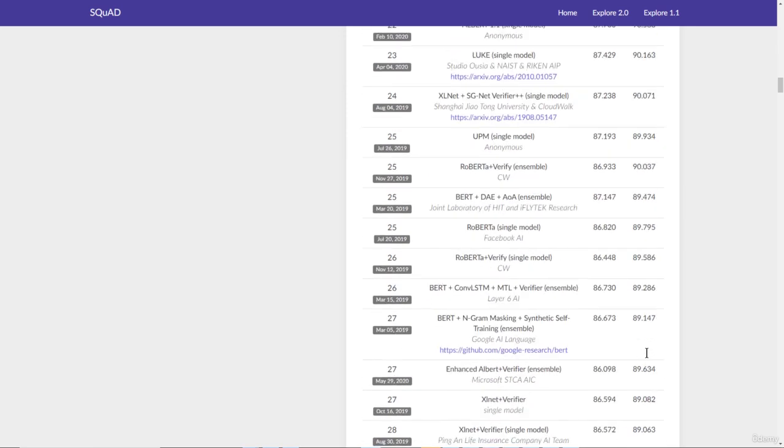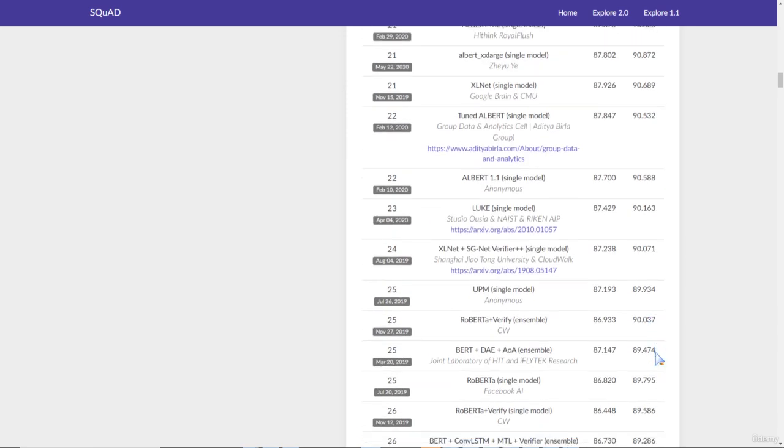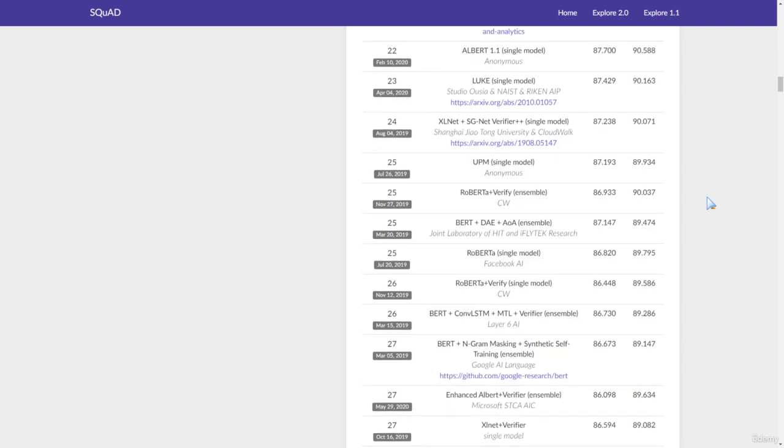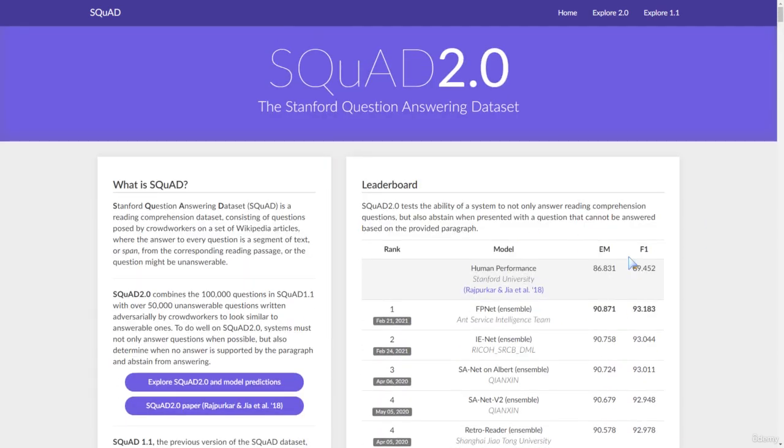Going down, we have this, and there we go. This is the exact position we're going to have, which is, we could say, the 20th position. So that's where the human baseline ranks itself.